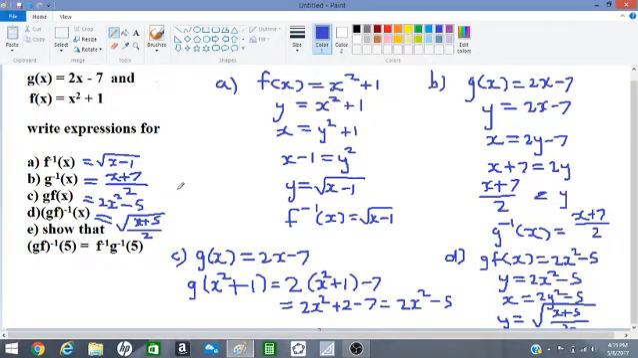Part E, we have to show that g of f inverse of 5 is equal to f inverse g inverse of 5. So we have worked out A and B. We have to use these answers. Alright, so let us go ahead. Let's make some room here to work out part E.